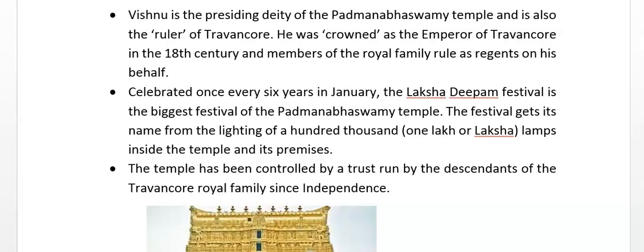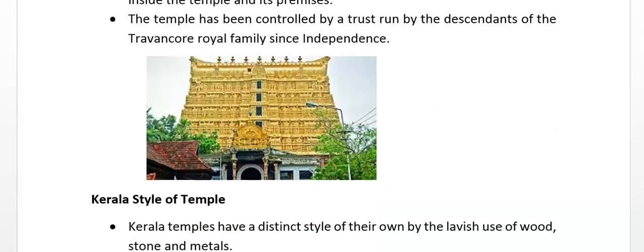He is also regarded as the ruler of Travancore, and he was crowned as the emperor of Travancore in the 18th century. The Laksh Deepam festival is the biggest festival of this temple, which is celebrated once in 6 years in the month of January. The festival gets its name from the lighting of hundreds or thousands of lamps inside the temple and its premises. And since independence, the control of the temple has been maintained independently by a trust of the descendants of the royal family.